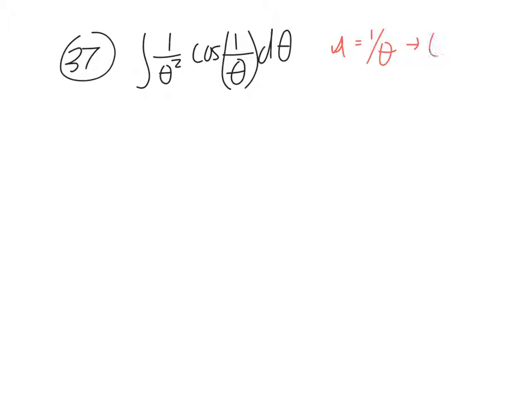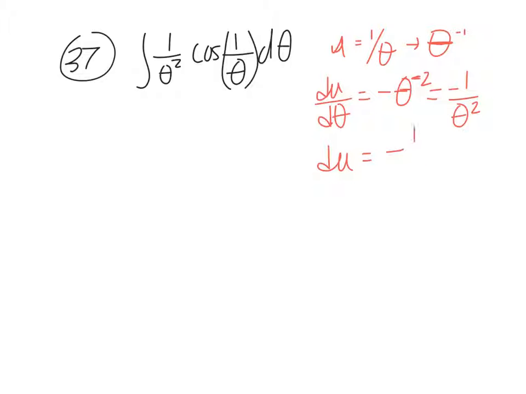Remember, this is the same thing as theta to the negative 1 power, and theta is just a variable. So if I find the derivative of u with respect to theta, it's going to be negative theta to the negative 2, because I'll have to subtract 1 from the exponent and bring it down. And notice that that is actually the same thing as negative 1 over theta squared, so that's convenient. So du equals negative 1 over theta squared d theta.